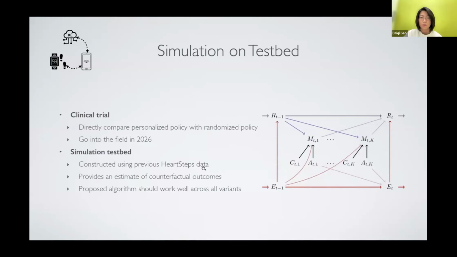We do not know what the users will be like after the trial actually starts. So what we can do is to create different variants of the testbed that represent different possibilities of the users in the new trial. And we want to verify that our proposed algorithm with the same hyperparameters works well across all the testbed variants. So it's stable for different possibilities of users.